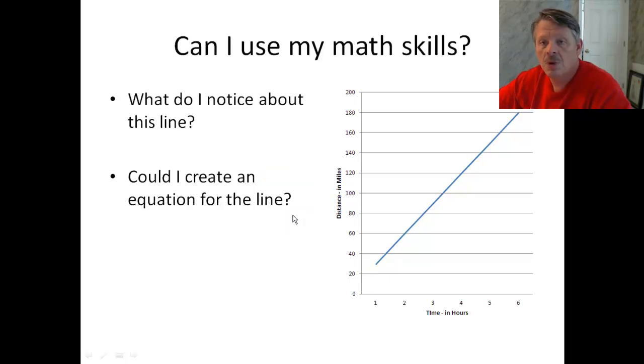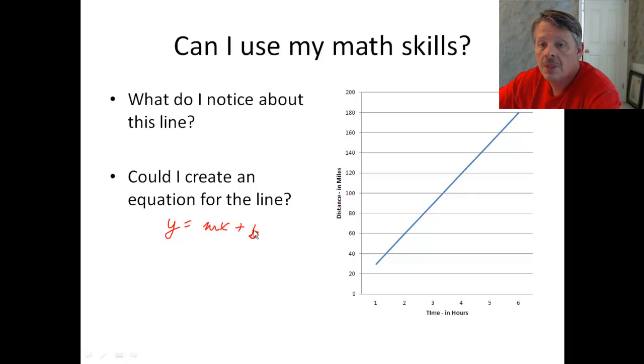The other way to do it would be to use my math skills. And my math skills tell me that I should be able to come up with an equation for a line. Now I could do that with a point slope formula. I could do that with y equals mx plus b.